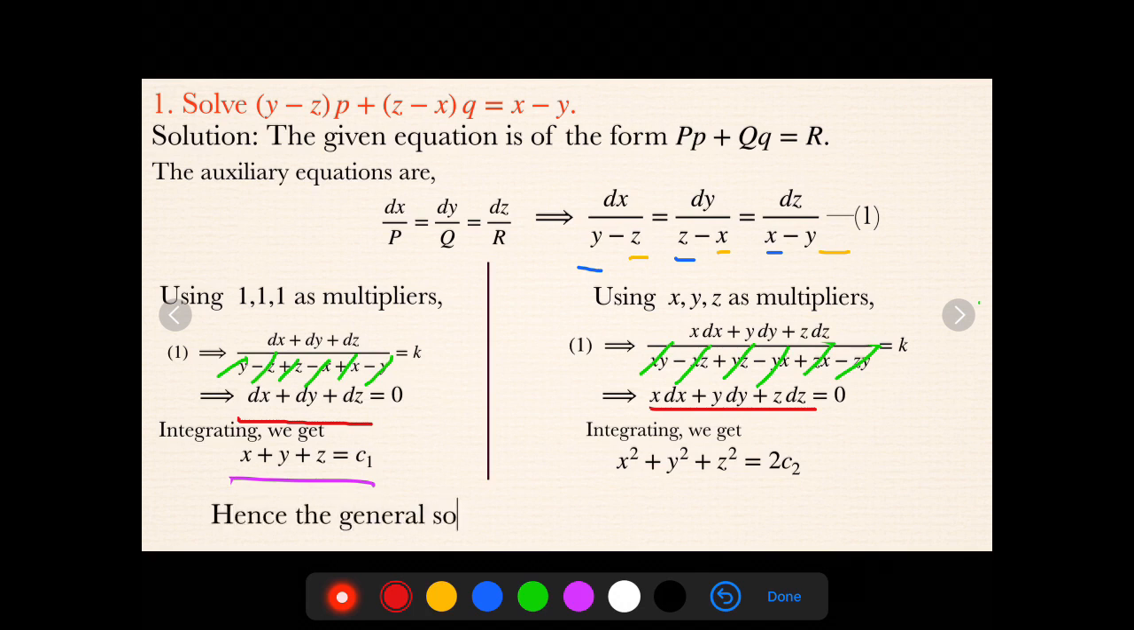So now form the final solution, that is x plus y plus z, comma, x square plus y square plus z square is your solution.